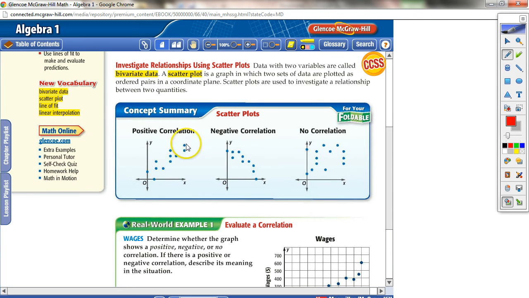That's a positive correlation. When you have x going up and y going downward, that's called a negative correlation. And then when you have something that's just scattered all over the place, doesn't really have a pattern, it's called no correlation.